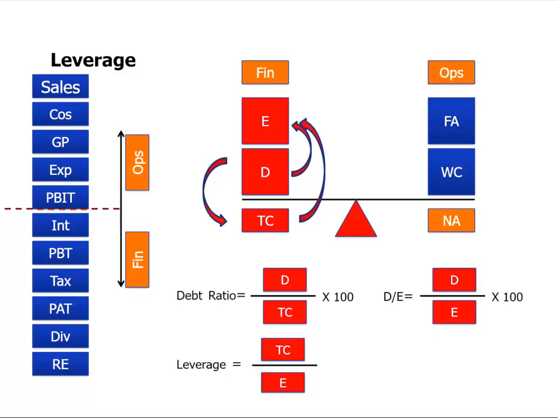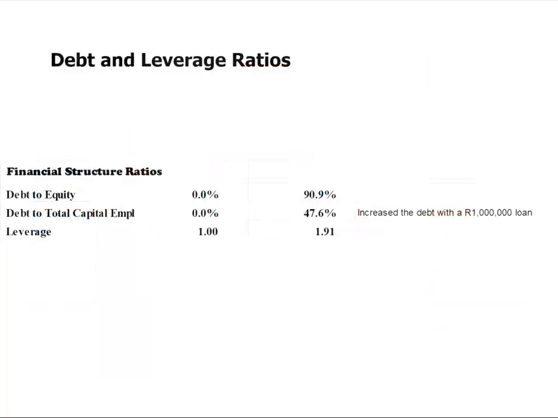Take a moment to go and calculate those ratios for All-Star, and then come back and check your answers. And here you can see that in the first year, it's clear there's no debt in the business. So the debt to equity, the debt to total capital, the leverage ratios, these all represent no debt in the business. So just notice that leverage is at 1 when there's no debt in the business, but the other two ratios, the percentage ratios, are at 0.